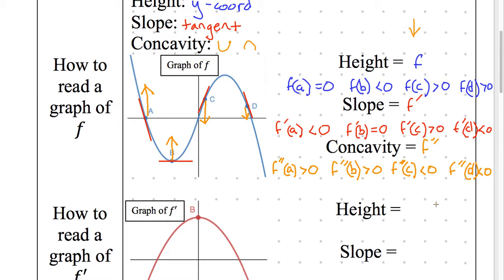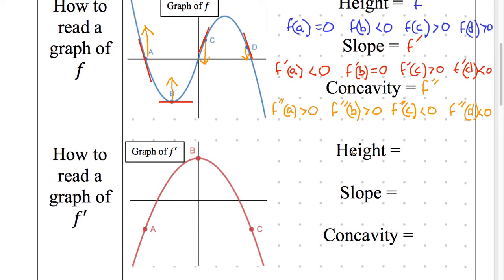If you're talking about the graph of f, all of this applies. If I'm talking about the graph of f prime now, it changes. The height of this graph of f prime is no longer f. It is f prime. The height over here represents f prime.